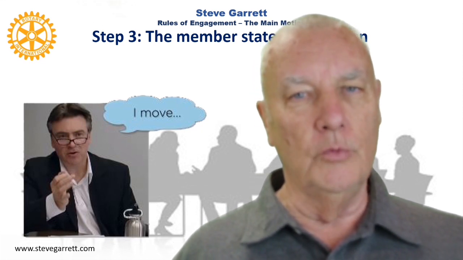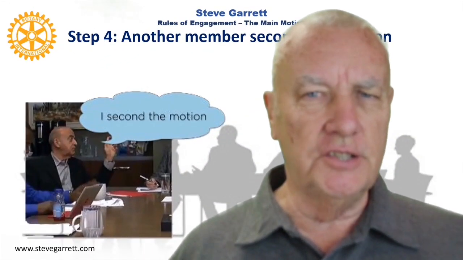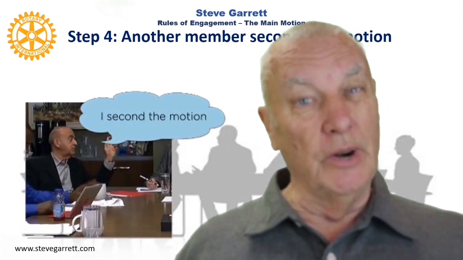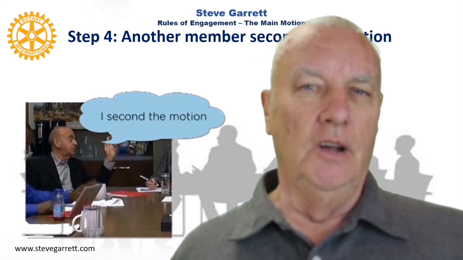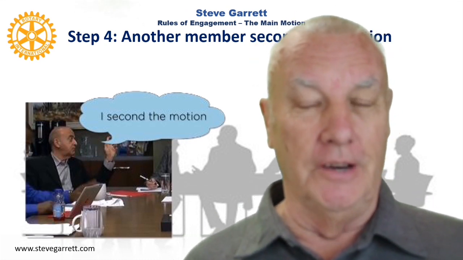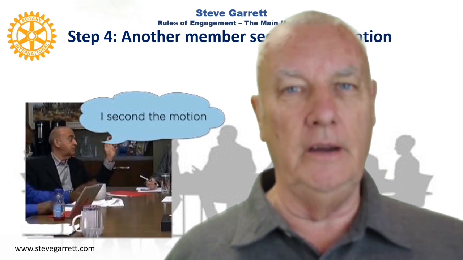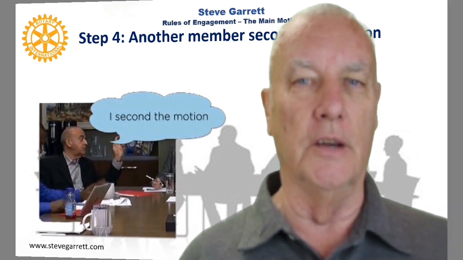When they make a motion, they have to state their motion. The next step in the process is that somebody else has to second the motion. I mean, there's really no reason to have a discussion if there's only one person that's got any interest in having a discussion. So that's the next step. I second the motion. I agree with them. We should talk about this.